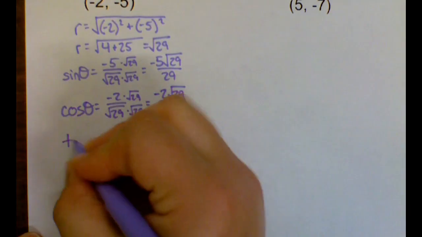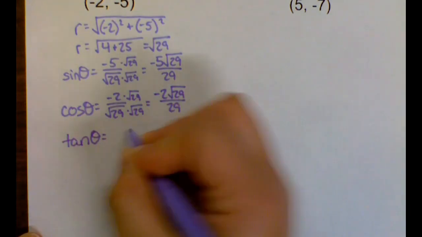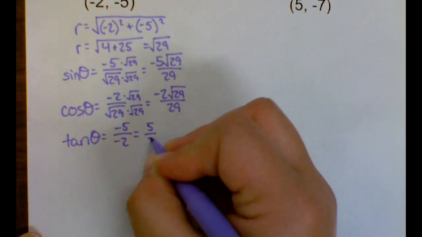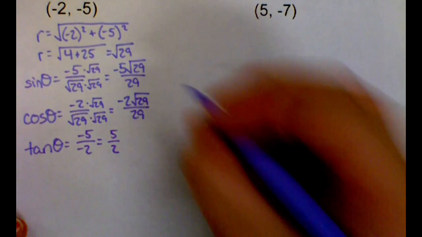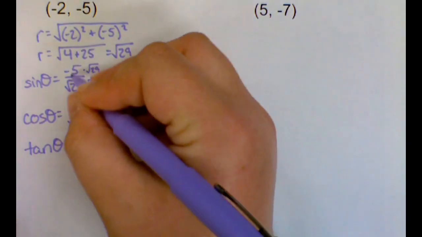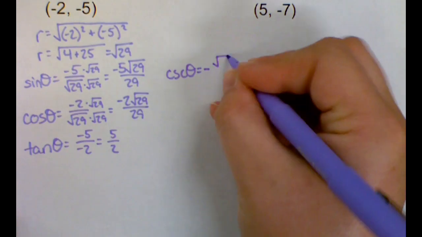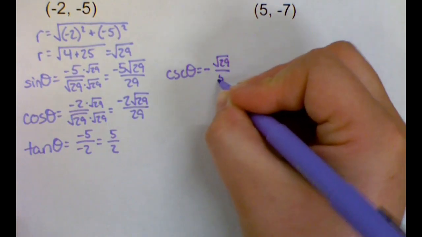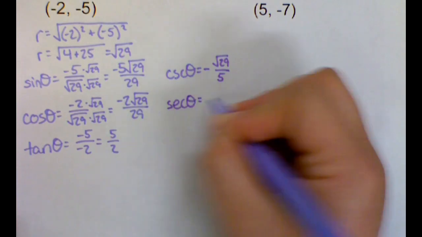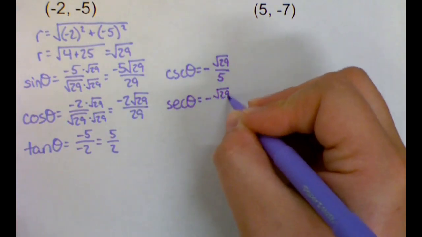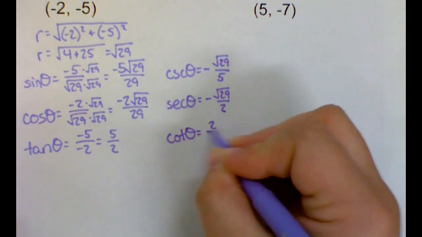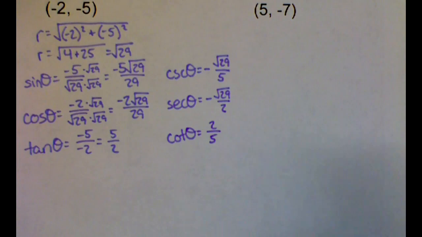And our tangent is negative 5 over negative 2. Those negatives can drop, leaving me 5 over 2. Now for our cosecant. We take the reciprocal from the beginning, float that negative out front. I get negative square root of 29 over 5. The secant, same thing, negative square root 29 over 2. And the cotangent, take that reciprocal, we get 2 over 5.